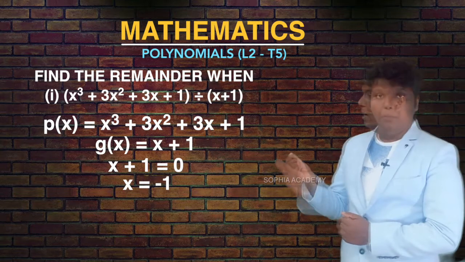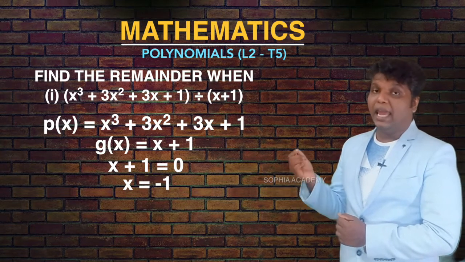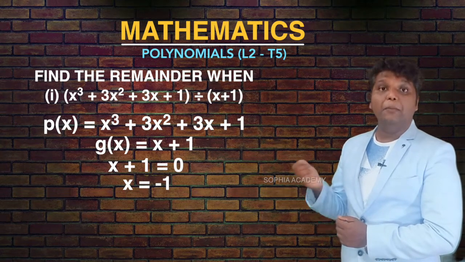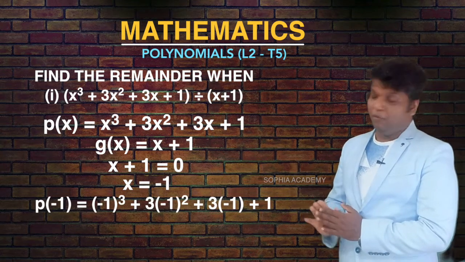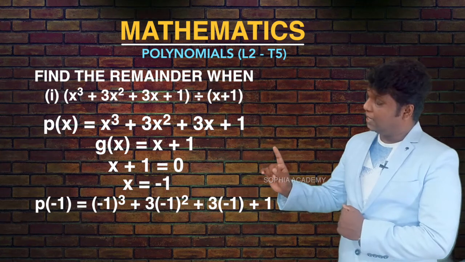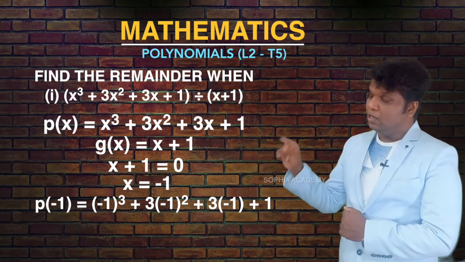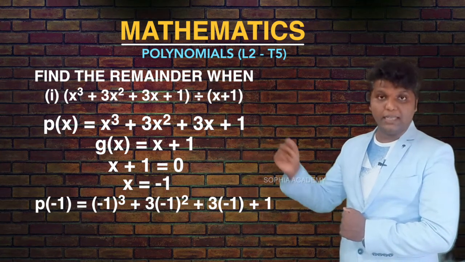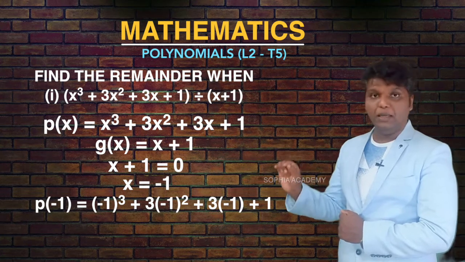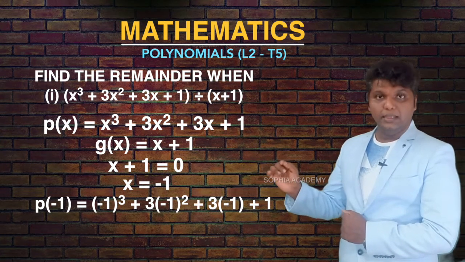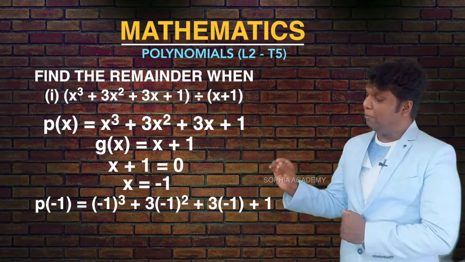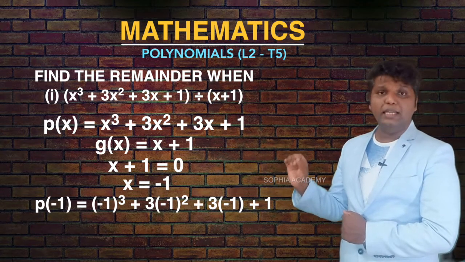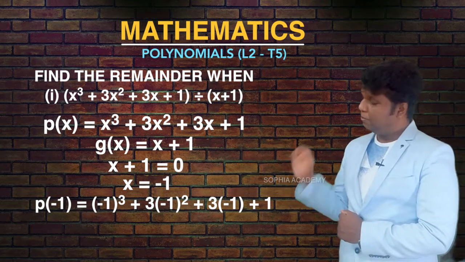So let us go for it. P of x is already given. What is p of x? x cube plus 3x square plus 3x plus 1. Now p of minus 1 is equal to, wherever you see x, replace the x with minus 1. So minus 1 the whole cube, because it is x cube, plus 3 into, instead of x square, we write minus 1 the whole square, plus 3 into minus 1, then plus 1.